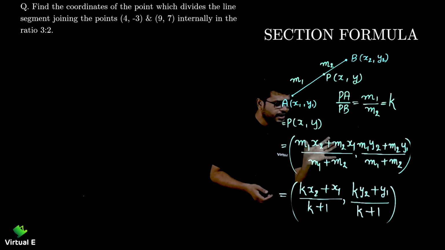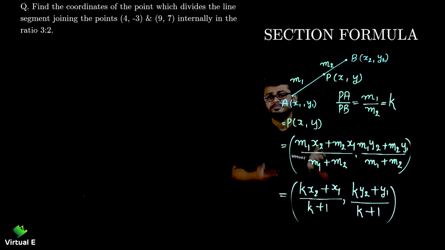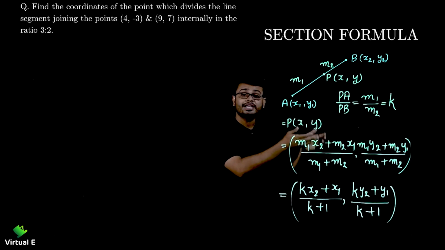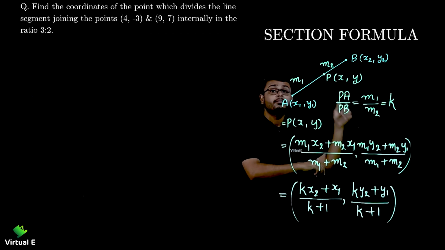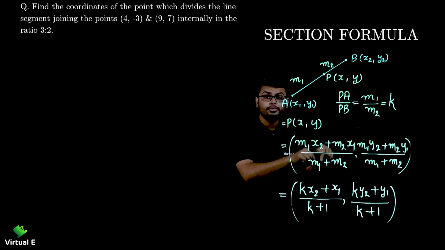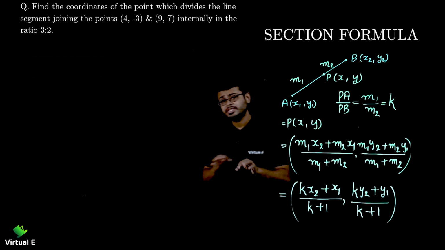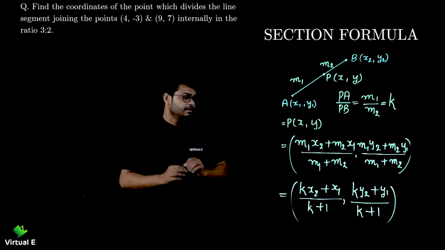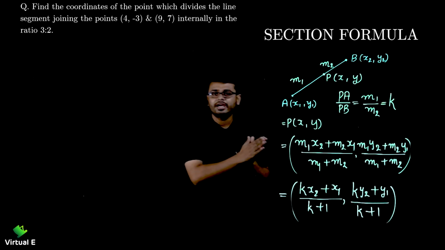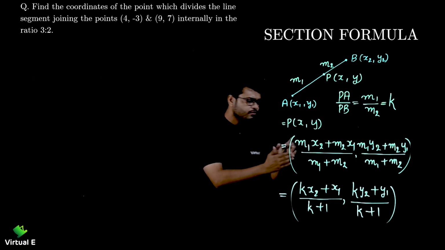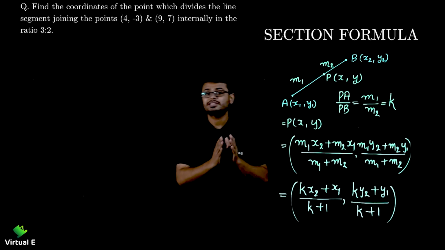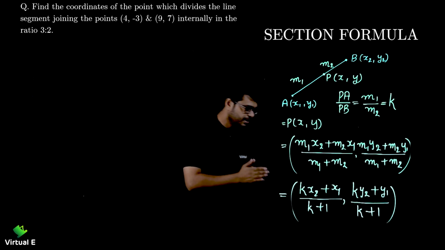And in the denominator, the addition of both ratio terms. You need to do the same with y. If you are taking m1, take y2, plus, if you are taking m2, then take y1. And in the denominator, m1 plus m2. It is very simple. If you write it 2-3 more times and do the sums, you will be able to write it many times and you will understand the formula and remember it as well.